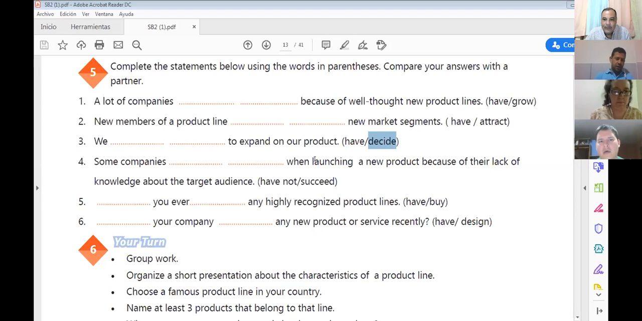Teacher, I have a question. Yes, sir. In number three, the auxiliary doesn't go separate with "to". With "have", for example, we have to decide to expand. We have decided to expand.